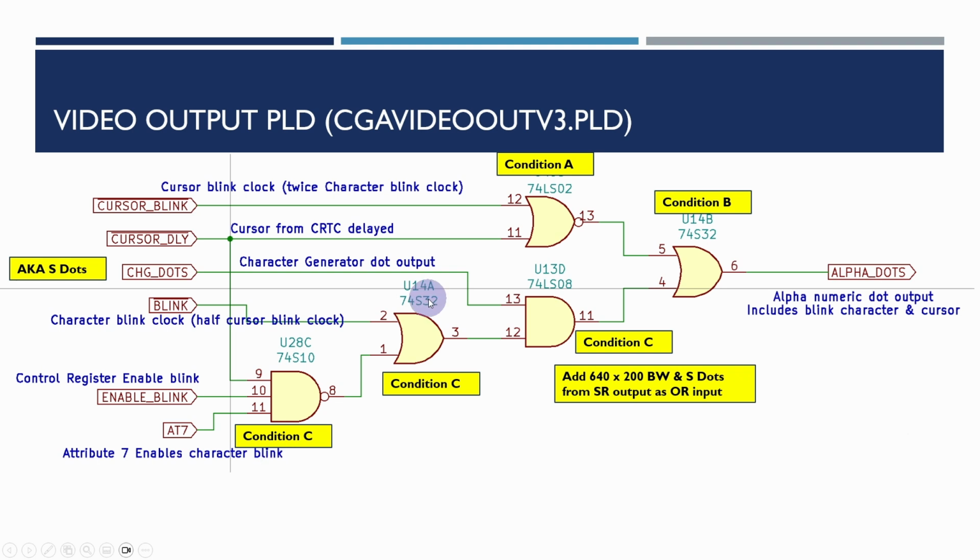So you'll see here that I've identified these in condition A, condition B, condition C, down here, and these are all implemented in the PLD logic. And I know that this actually works pretty well because in version 1 of the Breadboard PC, all this appeared to be working. And the alpha dots output here determines whether we're showing a foreground color or a background color. So it includes the character generator output and also includes the blinking and also the cursor blinking as well.